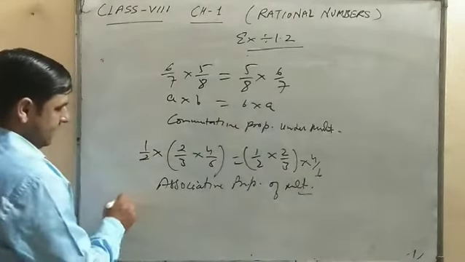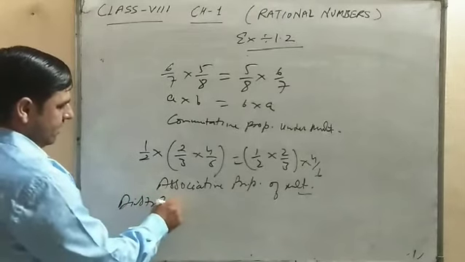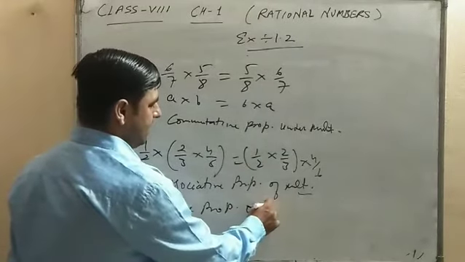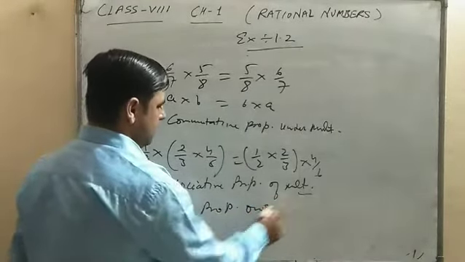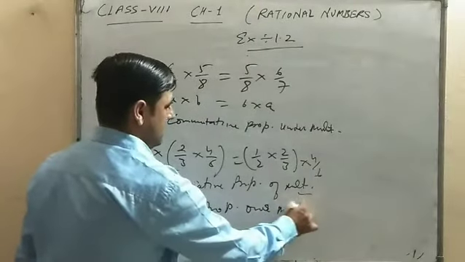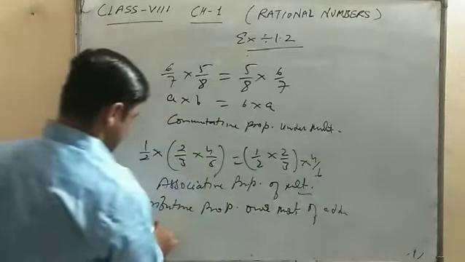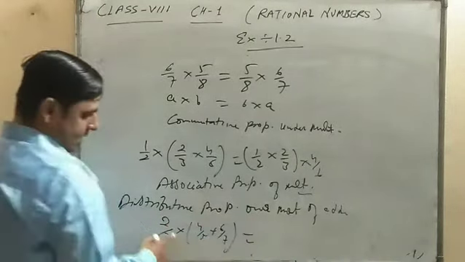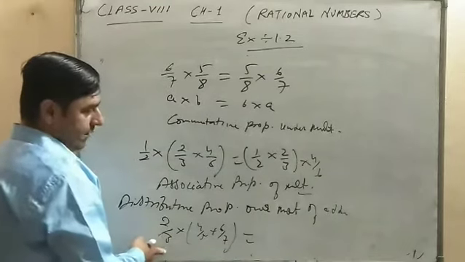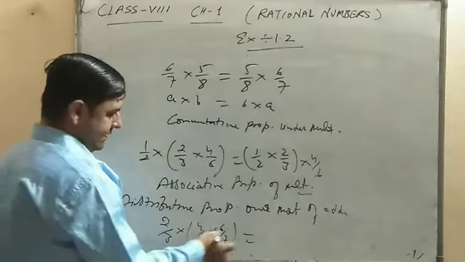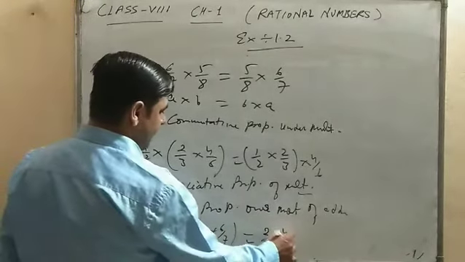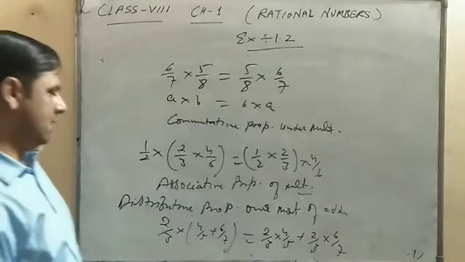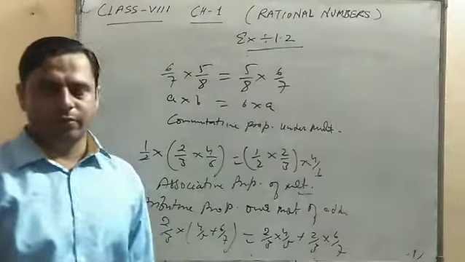Next one is the distributive property. Distributive property of multiplication over addition. 2 by 3 into 4 by 5 plus 6 by 7. It is known as the distributive property of multiplication over addition. So 2 by 3 into 4 by 5 plus 2 by 3 into 6 by 7. Similarly, in subtraction form also you can do.